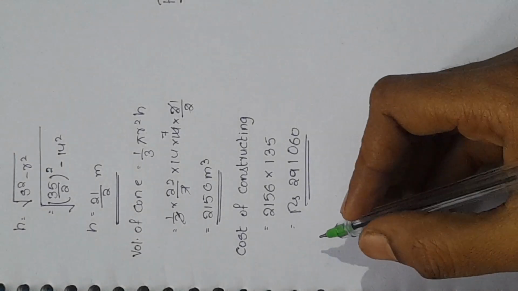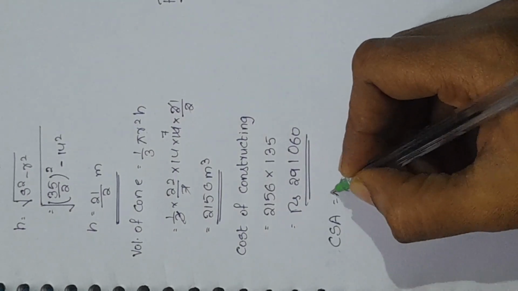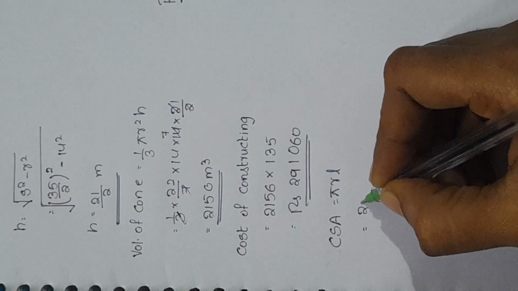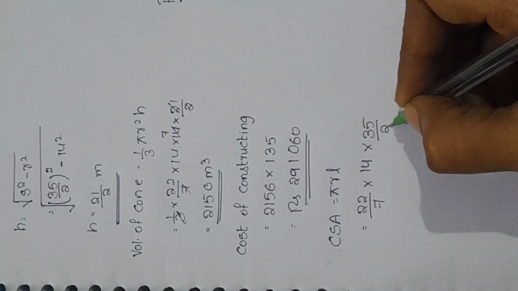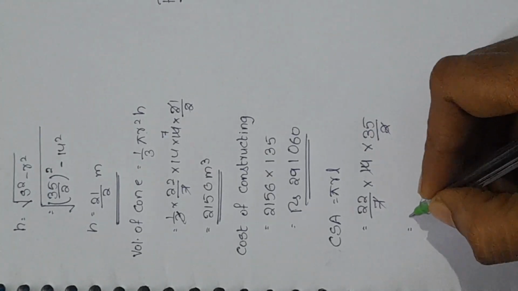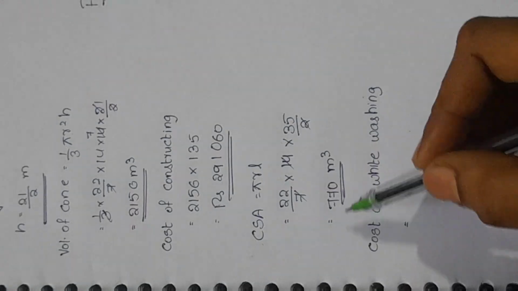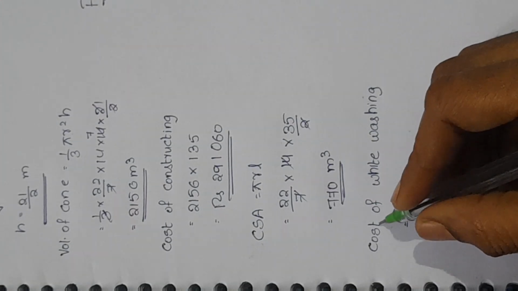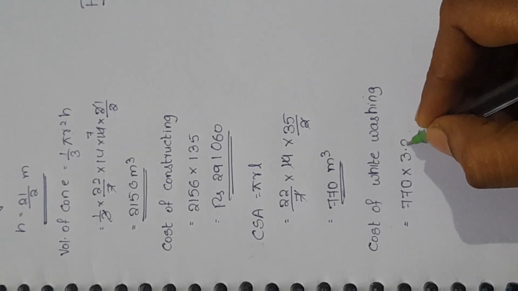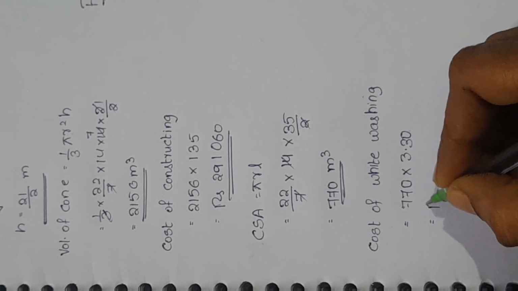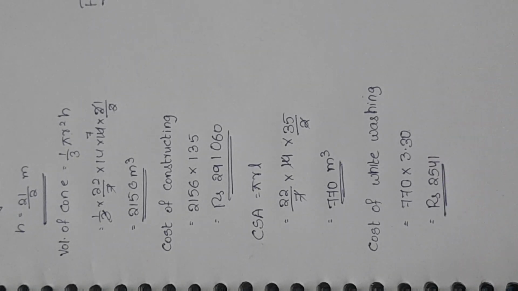In order to find out the cost of whitewashing, first we need to find the curved surface area of the cone. Curved surface area is pi r L. Substituting the values, 22 by 7, r value is 14, L is 35 by 2. 22 into 35 value is 770 meter square. We got the curved surface area as 770 meter square. Now the cost of whitewashing is 770 into 3.30. On multiplying we get rupees 2541, which is the cost of whitewashing the cone.